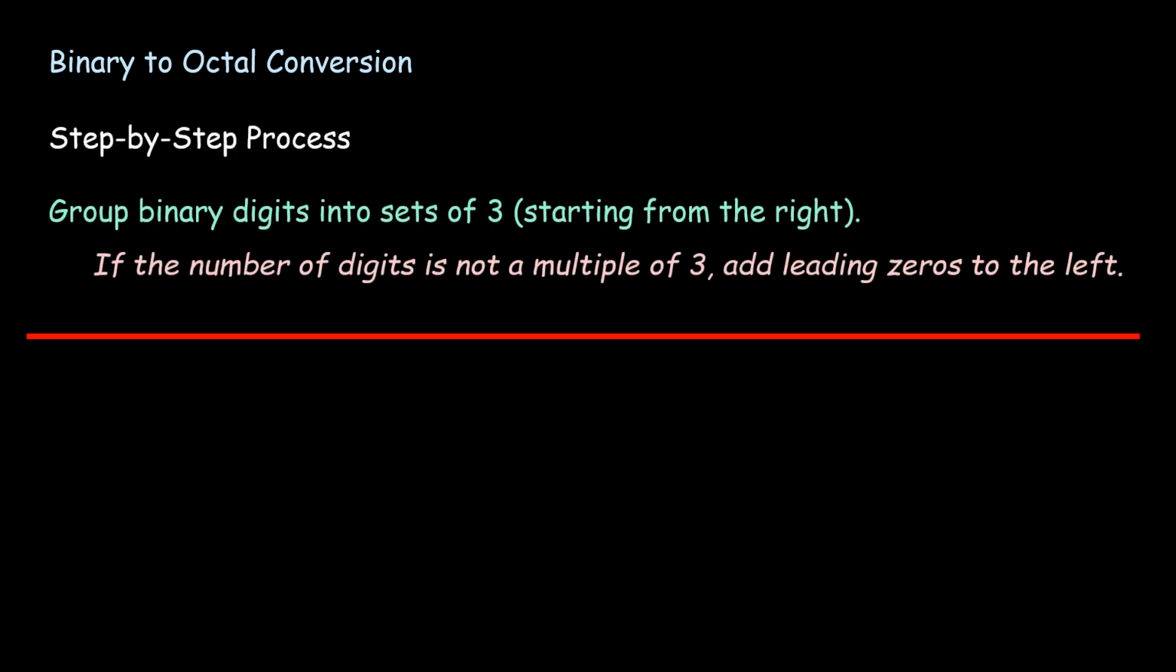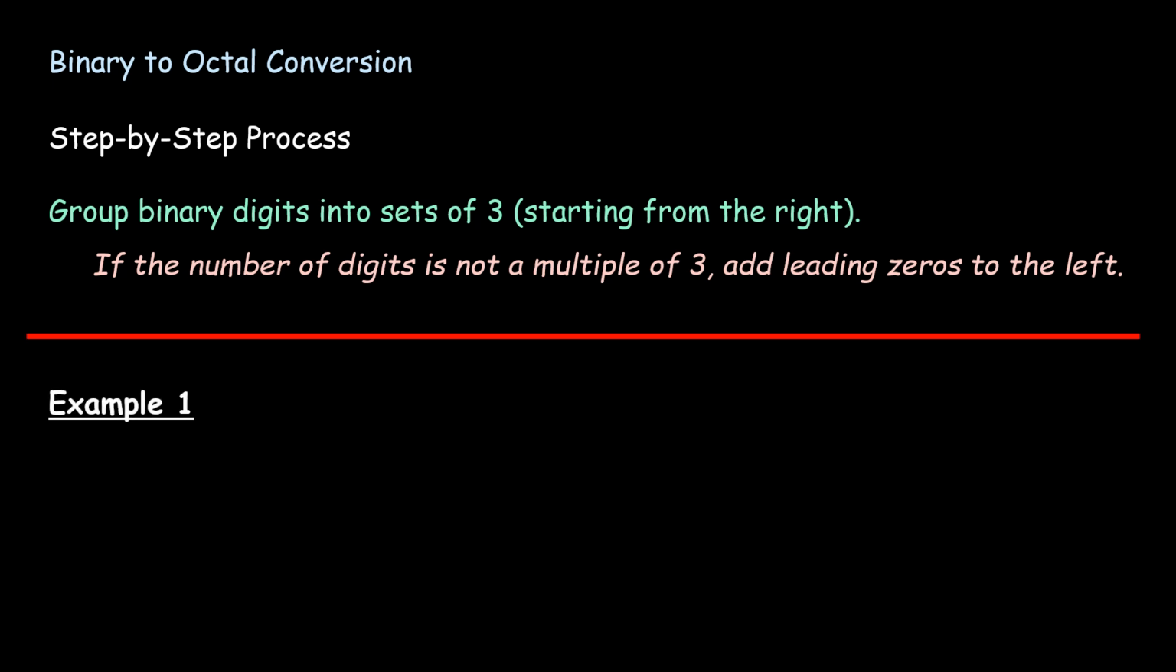And now let us learn about the binary to octal conversion. This is the simplest step that you can follow. For binary to octal conversion, begin by grouping the binary digits into sets of 3 starting from the right side. If necessary, add leading zeros to make complete groups, then convert each group into its octal equivalent.